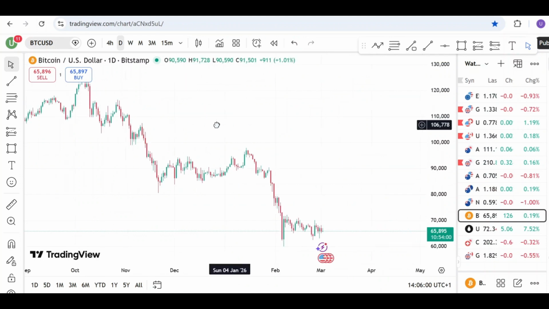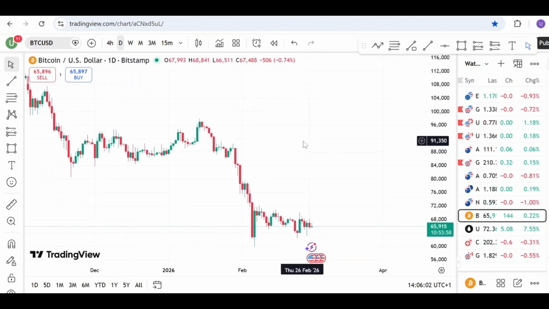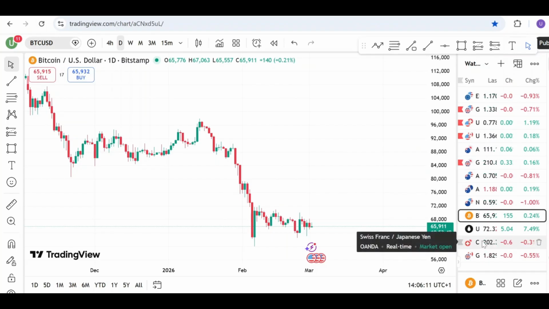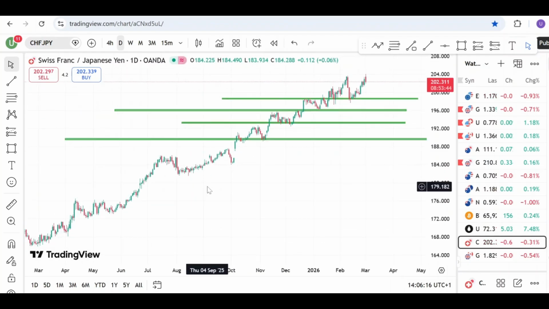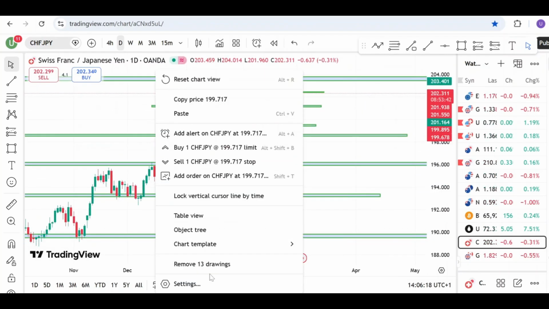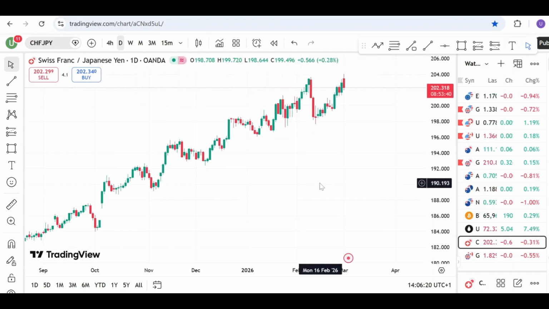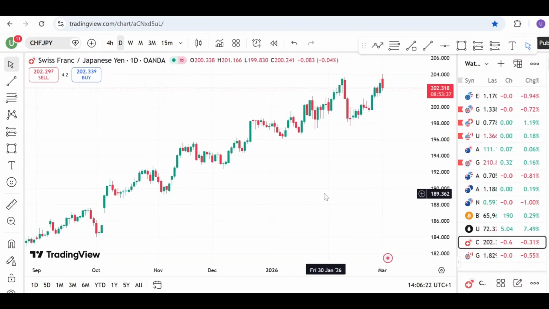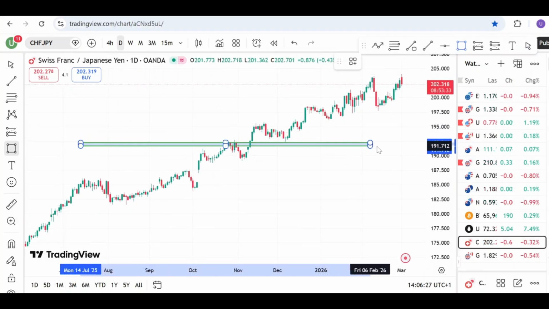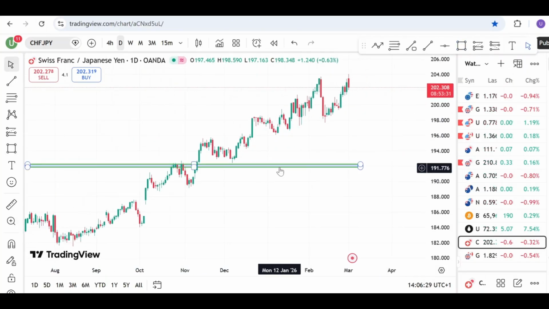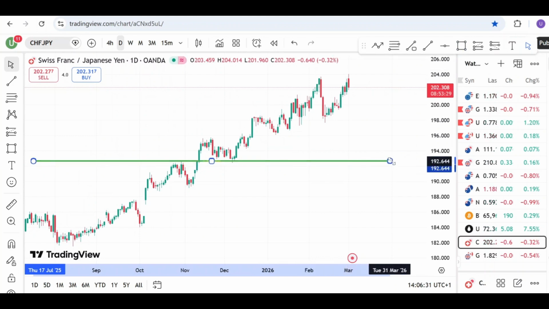Let's return back to our charts. Okay, let us see which chart has a very clean structure. CHF JPY, where are you, CHF JPY? I think it's very okay. Cool. CHF JPY, as you see here, this is a daily chart. Okay, this is a bullish chart.